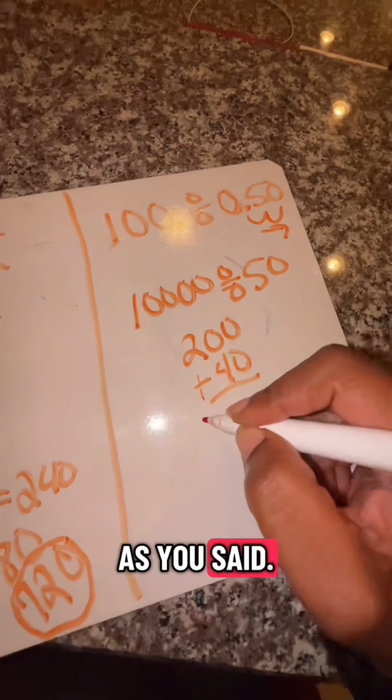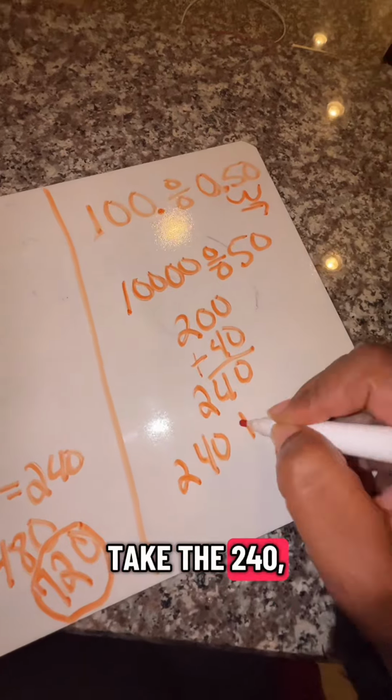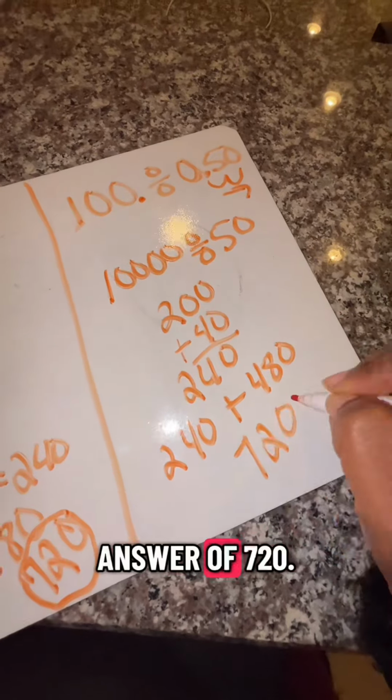Then you're going to add 40 as it says. So you get 240. And then of course you have to take the 240, increase it by twice as much to get the answer of 720.